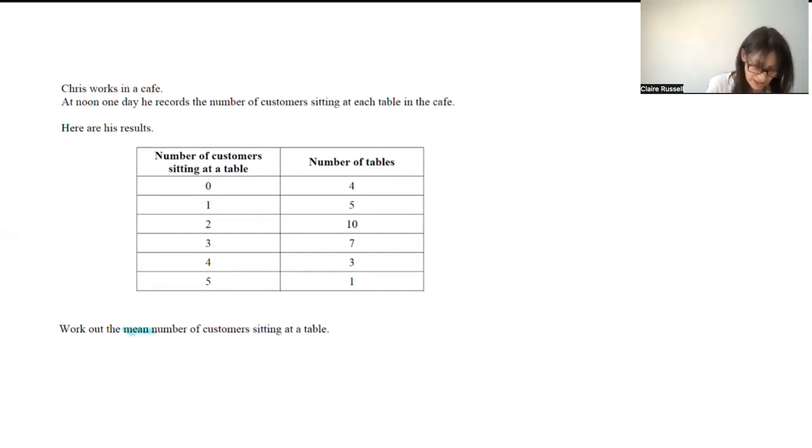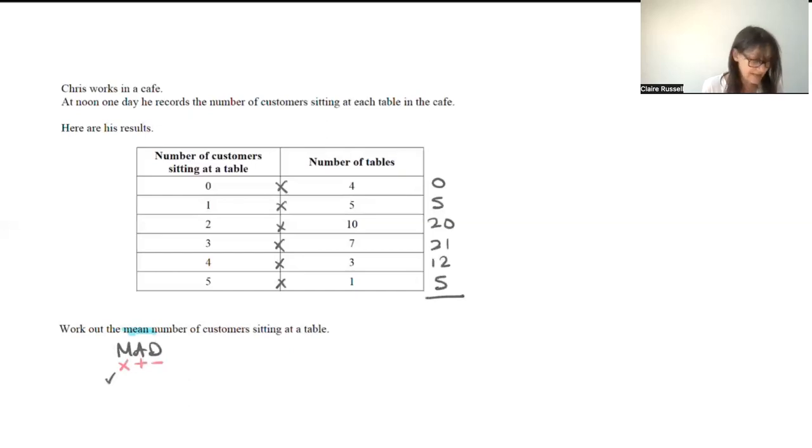So mean should trigger MAD method. MAD reminds me of the order I do everything in. I multiply, I add, I subtract. So if I'm multiplying, what do I multiply across that table? So I've got 4 times 0 is 0, 5, 20, 21, 12, and 5. So that's my multiplying done. I then have to add.